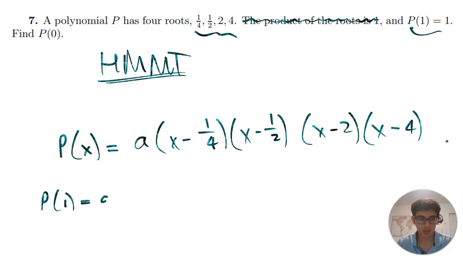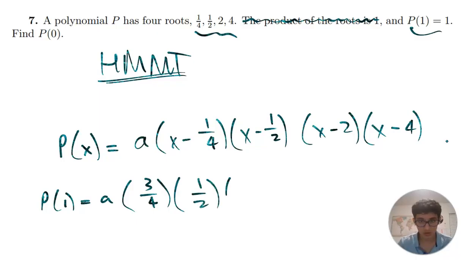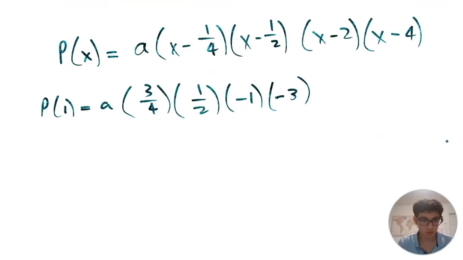P of 1 is equal to a times. Now, 1 minus 1/4 is 3/4. Just be a little careful with the algebra. This is going to be 1/2. This is going to be 1 minus 2, so that's -1. This is 1 minus 4, so -3. Luckily for us, the negatives don't bother us anymore. And this becomes just 9 over 8. So a times 9 over 8 is equal to 1.